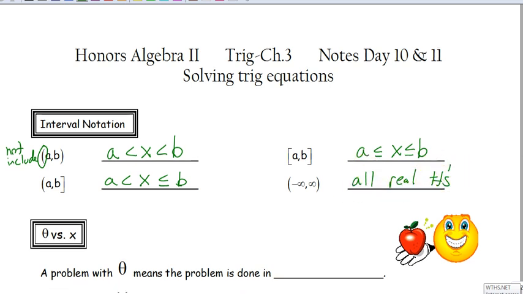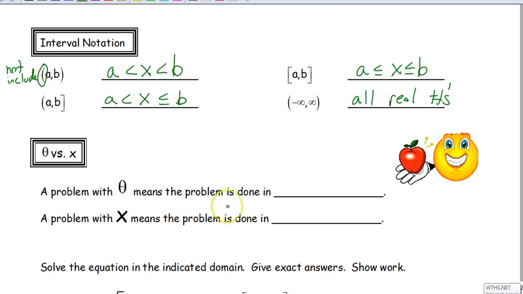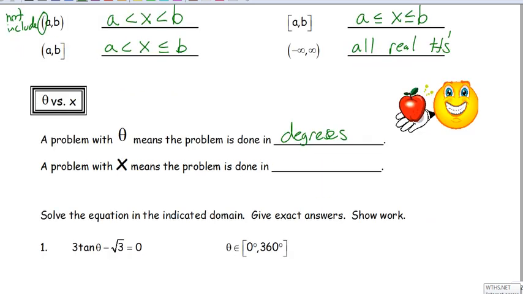The other thing you have to know about this section is theta versus x. When we're dealing with theta, we're doing the problem in degrees for this section. You can kind of tell by looking at the interval too, it'll be in degrees. Problems with x means we're going to do it in radians. Okay?